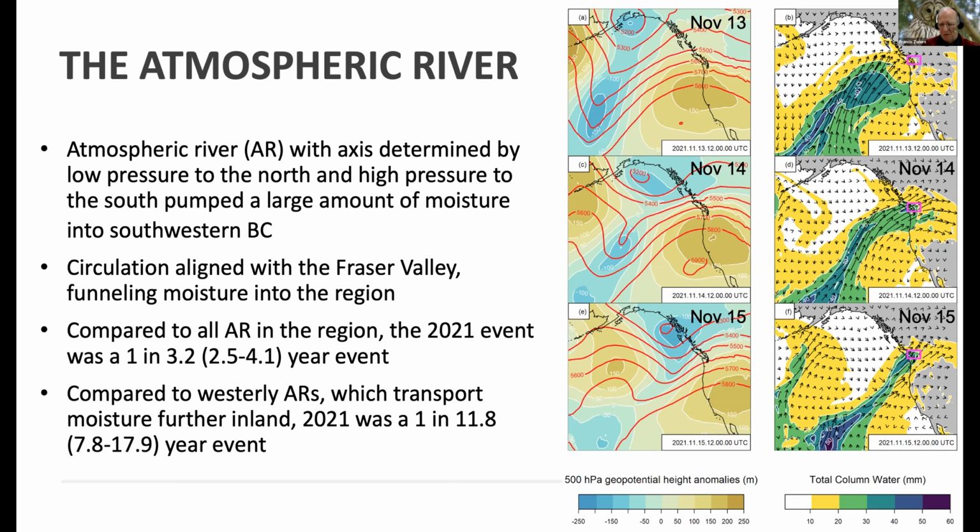If we look specifically at westerly atmospheric rivers that drive moisture further inland, then this would be a 1 in 10 or 1 in 12 year event. And perhaps if you consider even more carefully the topography, you'd conclude that it was a substantially rarer event than that. If you look at the moisture convergence that was produced as a consequence, that turned out to be a much rarer event, of the order of 1 in 50 years or so.